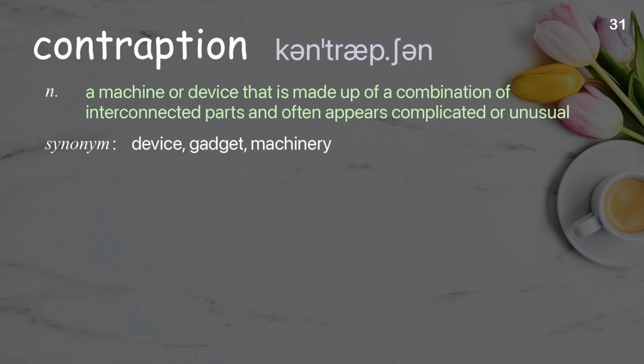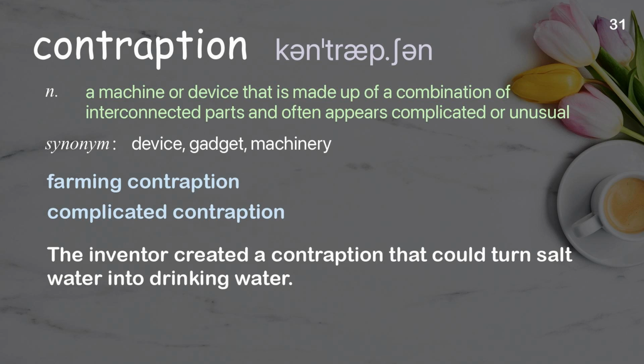Contraption. A machine or device that is made up of a combination of interconnected parts and often appears complicated or unusual. Examples: Farming contraption. Complicated contraption. The inventor created a contraption that could turn salt water into drinking water.